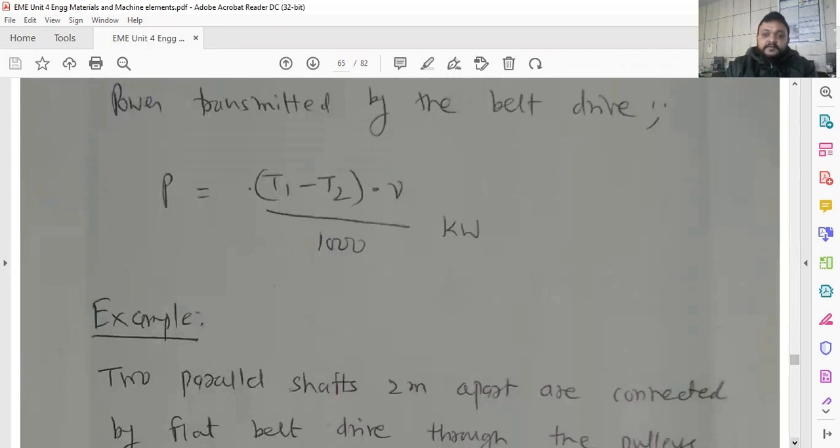So T1 minus T2, where T1 is the tension on the tight side and T2 is the tension on the slack side. So net torque is (T1 minus T2) into V. V is the velocity at which the pulley is rotated, where V is equal to pi dN by 60, where d is the diameter. And if N is given in RPM, then you have to use V is equal to pi dN by 60.